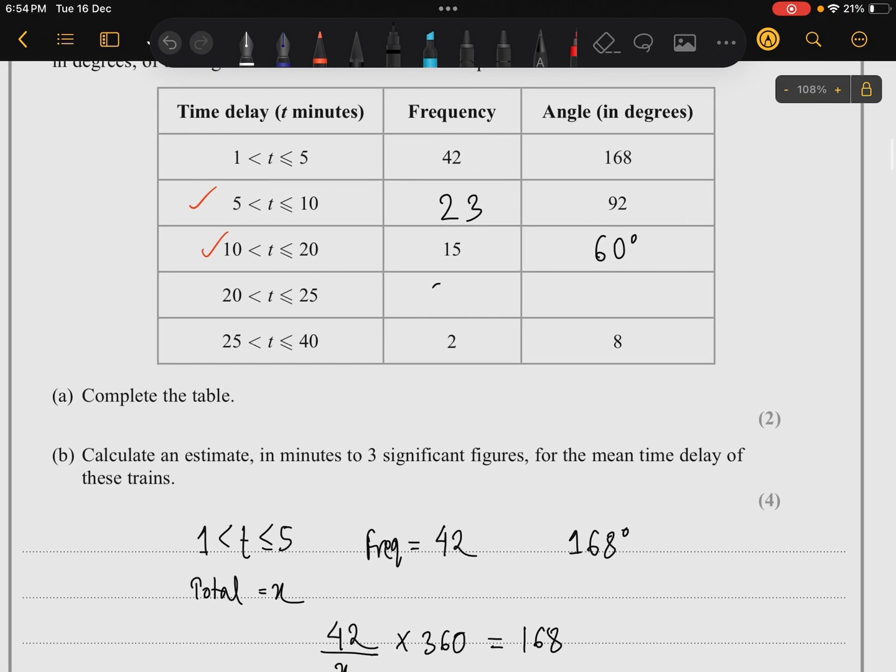All right. Now, we have to find this one.